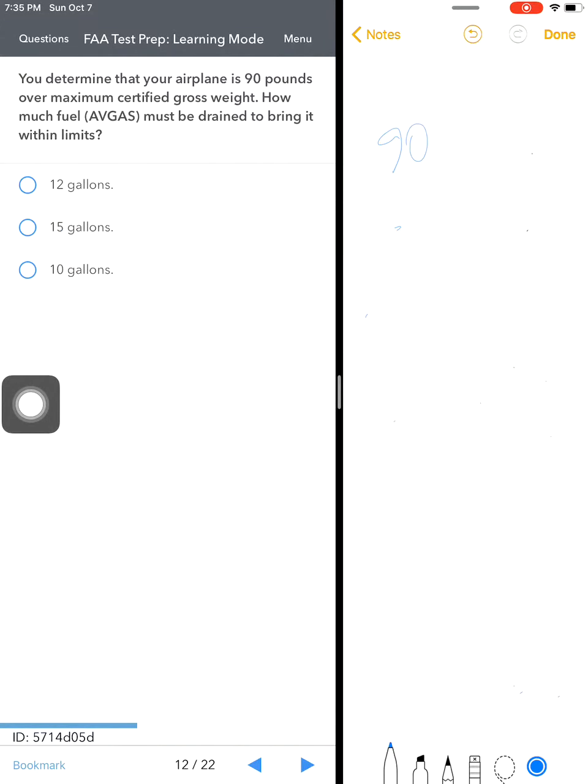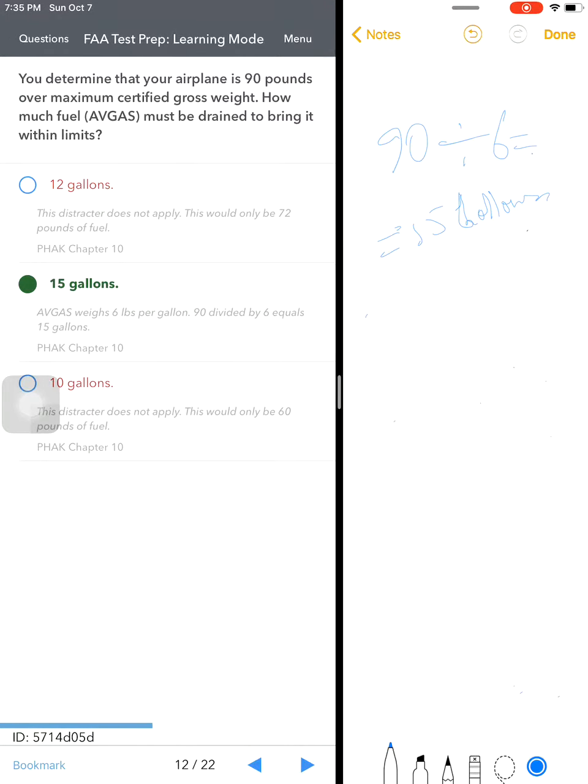This is 90 pounds divided by 6. 90 divided by 6 equals 15 gallons, I'm sorry. And that's your answer. Okay, very simple answer.